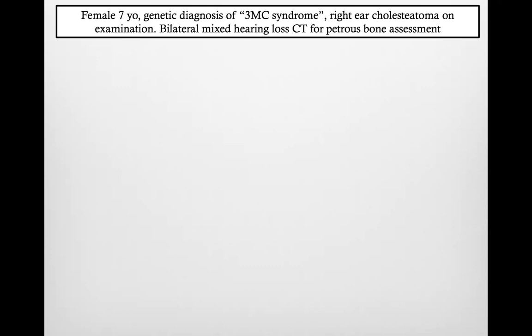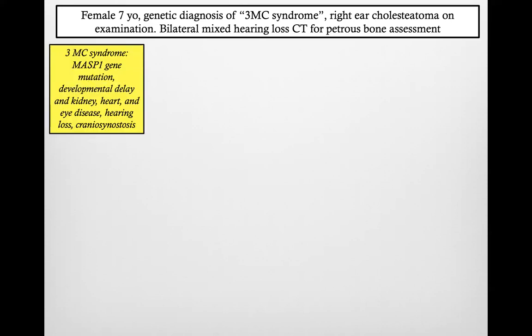This is a 7-year-old female with genetic diagnosis of 3MC syndrome. And they had this possible right ear cholesteatoma on examination. 3MC syndrome, we just Google it because, of course, we have so many complex cases, we cannot expect to know them all, but 3MC syndrome is due to this gene MASP and is associated again with a complex syndromic association between kidney, heart, and eye disease, including hearing loss and craniosynostosis.